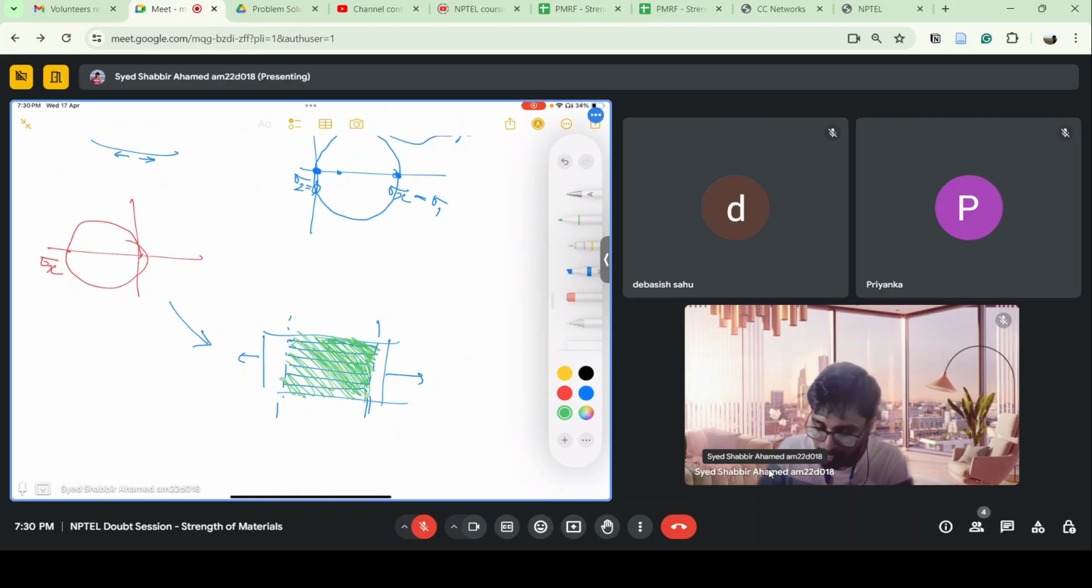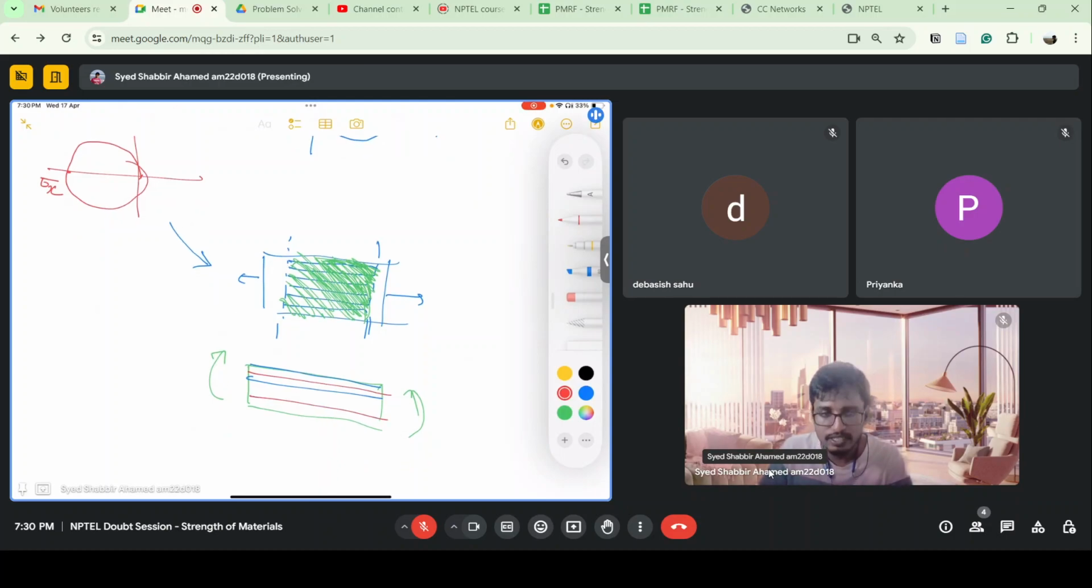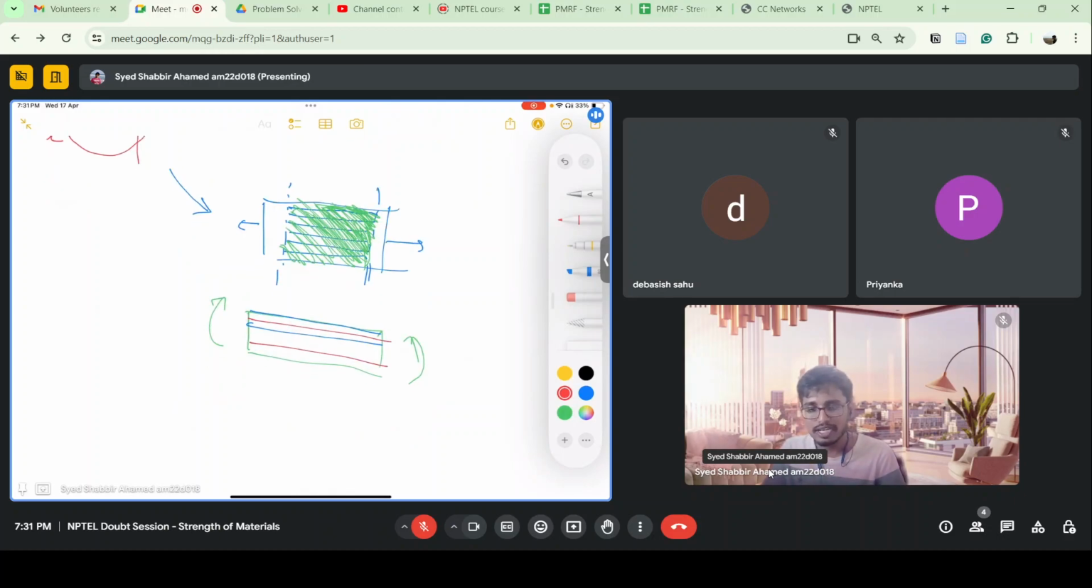But if I apply pure bending, I'll get different color fringes from top to bottom. On the top it will be black, but here you can see different colors. These fringes are placed at equal distances, so you can say that this bending stress is linear here. So photoelasticity is helping us to measure the stresses.